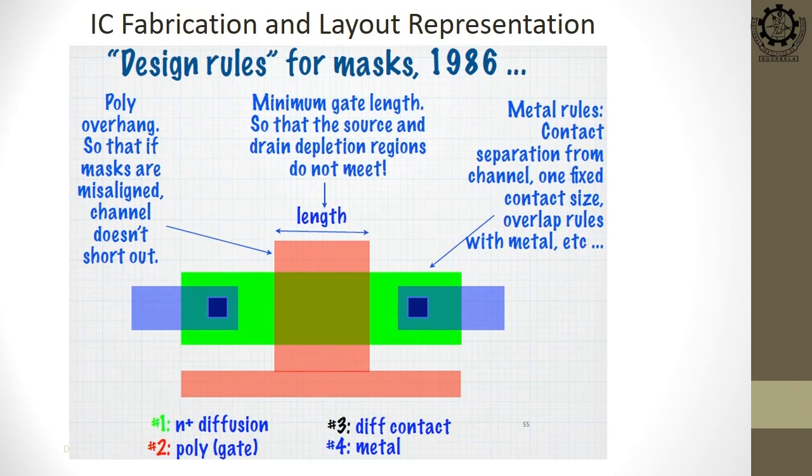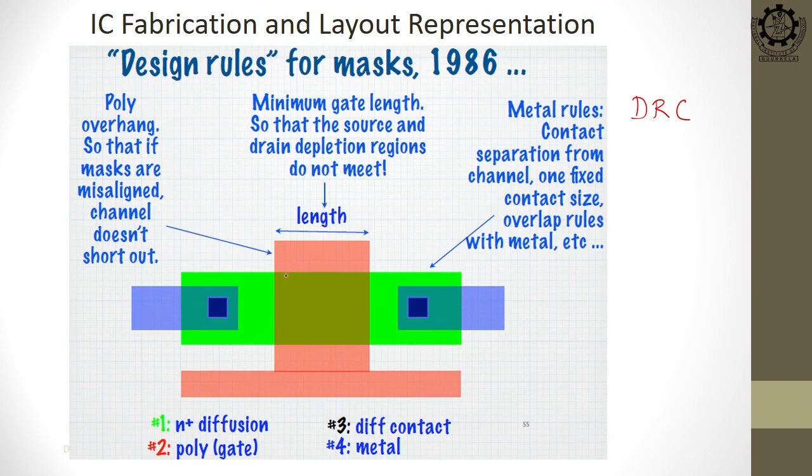So, let us see the rules. For layout you have certain design rules, okay. You have to satisfy those rule checks. Those are known as the design rule check, DRC. So, what are they? You have a minimum gate length, which is defined technology to technology; you cannot have less than that. Your poly overhangs so that mask misalignment does not short out the channel. Okay. So, this is by default fixed.